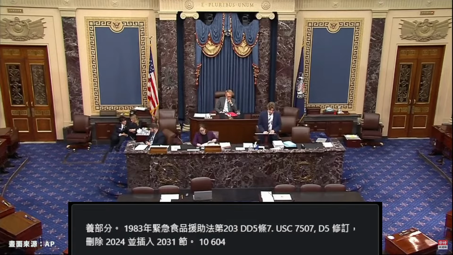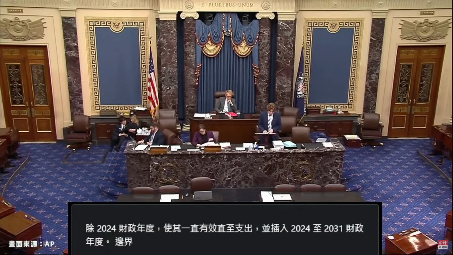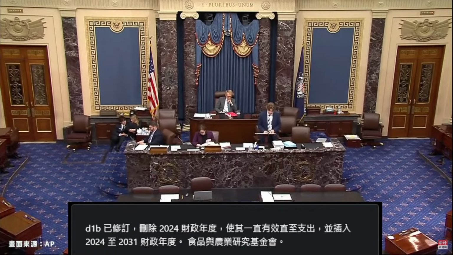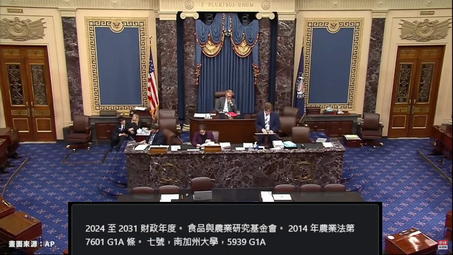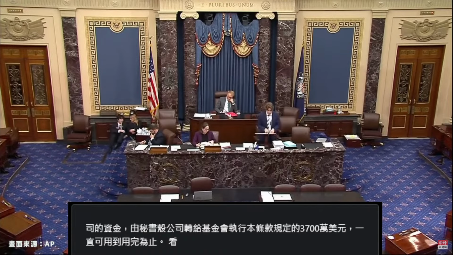Section 7601(g)(1)(A) of the Agricultural Act of 2014, 7 U.S.C. 5939(g)(1)(A), is amended by adding at the end the following: (4) Further funding. Not later than 30 days after the date of enactment of this clause, of the funds of the Commodity Credit Corporation, the Secretary shall transfer to the Foundation to carry out this section $37 million, to remain available until expended. (C) Scholarships for students at 1890 institutions.